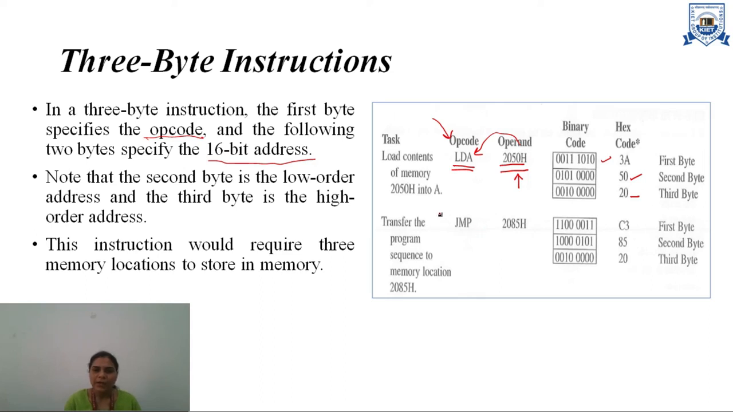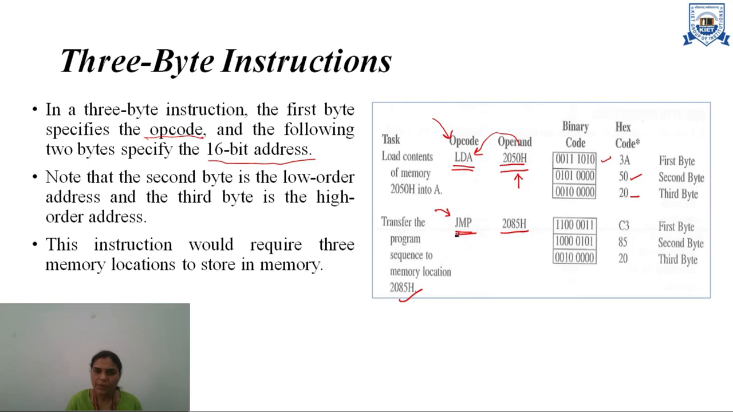Here in another example we have JMP 2085. So here we are taking a jump branching condition. It specifies that the control will jump to the given or specified address. So transfer the program sequence to this memory location. It means branching the control of the execution to the specified address.